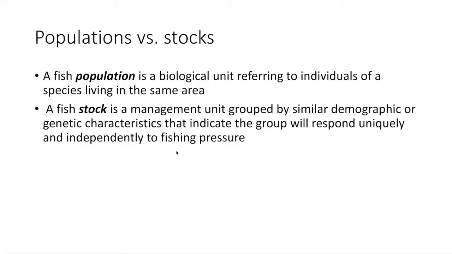So I just want to start off, first of all, defining what we mean by populations versus stocks in relation to conservation management. A fish population is a biological unit referring to individuals of a species living in the same area. When we refer to a fish stock, we're referring to a management unit, and these are individuals that are grouped by similar demographic or genetic characteristics that we think indicate that that group will respond uniquely and independently to fishing pressure and therefore require independent management.